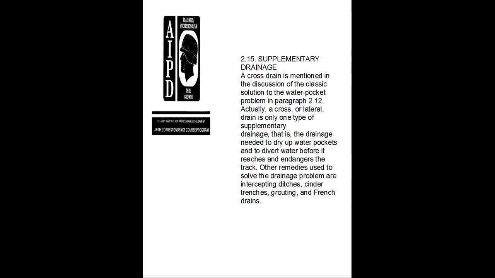215. Supplementary Drainage. The cross drain is mentioned in the discussion of the classic solution of the water pocket problem in paragraph 212. A cross or lateral drain is usually only one type of supplementary drain, and the drain is needed to dry up the water pockets or divert the water before it reaches the roadbed or the track. The other remedies used to solve the drainage problem are intercepting ditches, cinder trenches, grouting, or French drains.